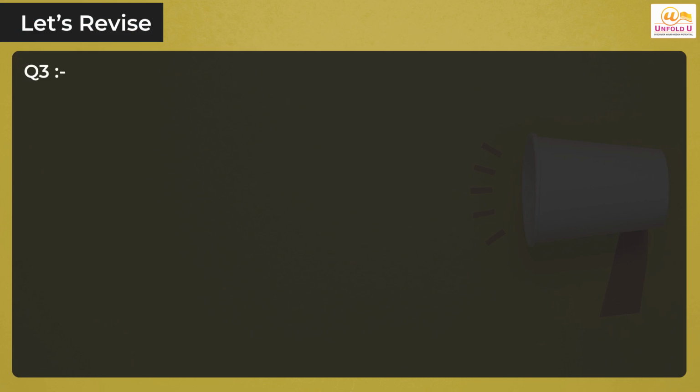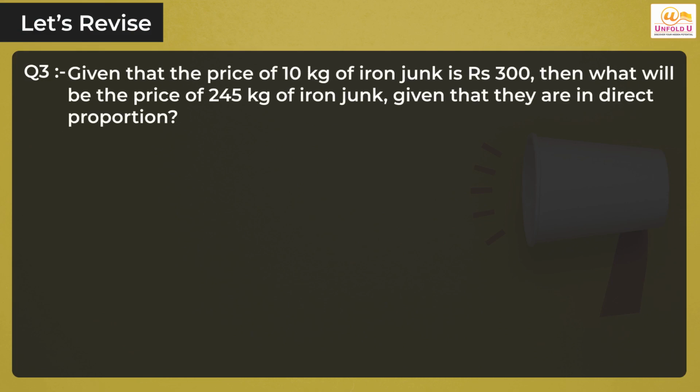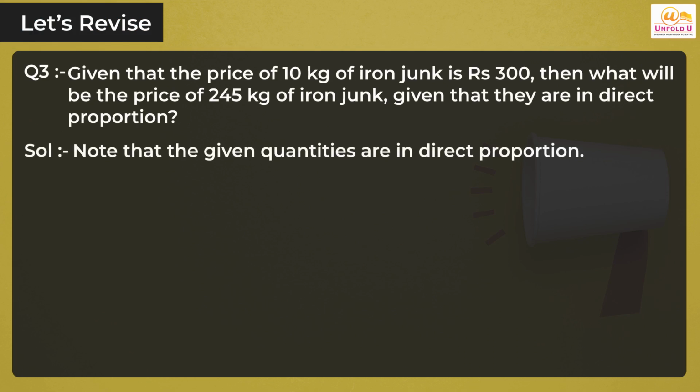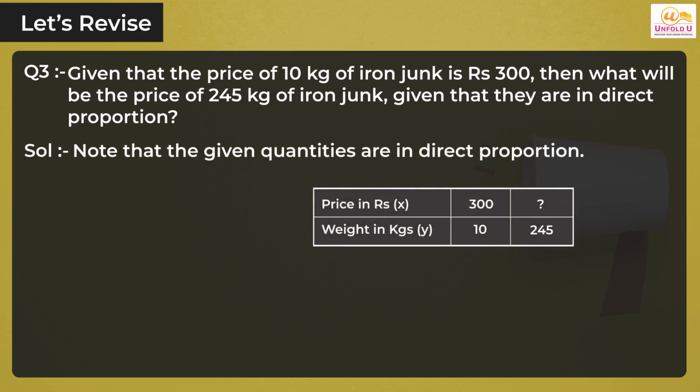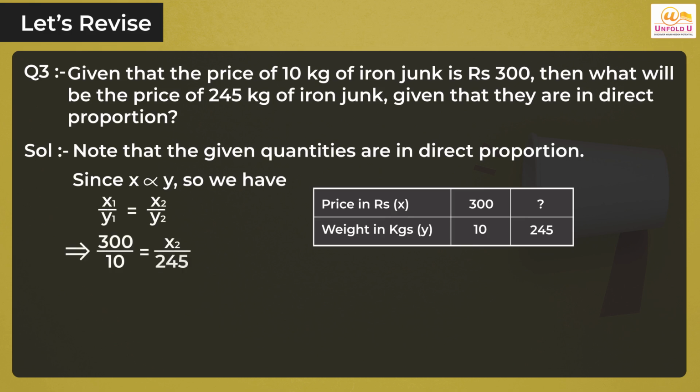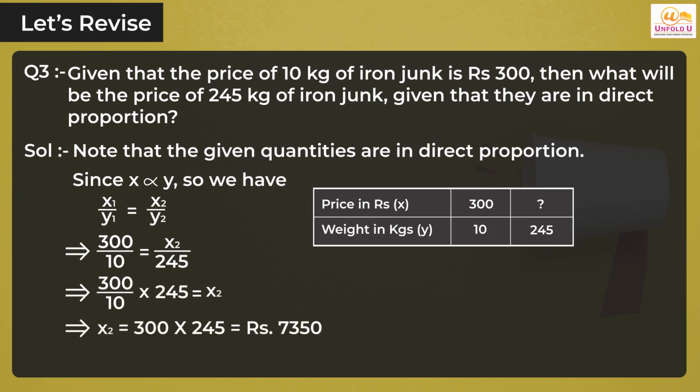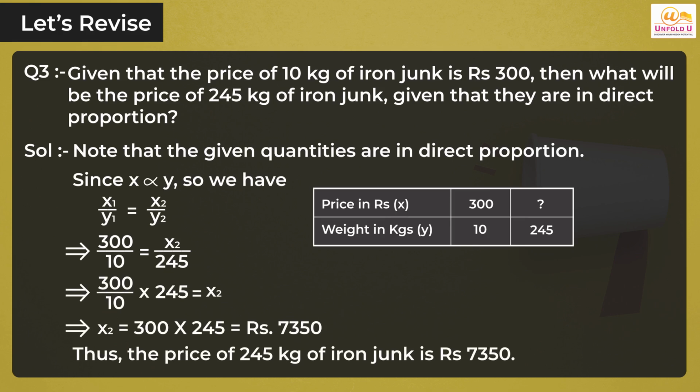The last question is, given that the price of 10 kg of iron junk is rupees 300, then what will be the price of 245 kg of iron junk, given that they are in direct proportion? Note here that the given quantities are in direct proportion. Now let's make a table for this. Since x is directly proportional to y, so we have x1 by y1 is equal to x2 by y2, which gives 300 by 10 is equal to x2 by 245, which on solving we get x2 is equal to rupees 7350. Thus the price of 245 kg of iron junk is rupees 7350.